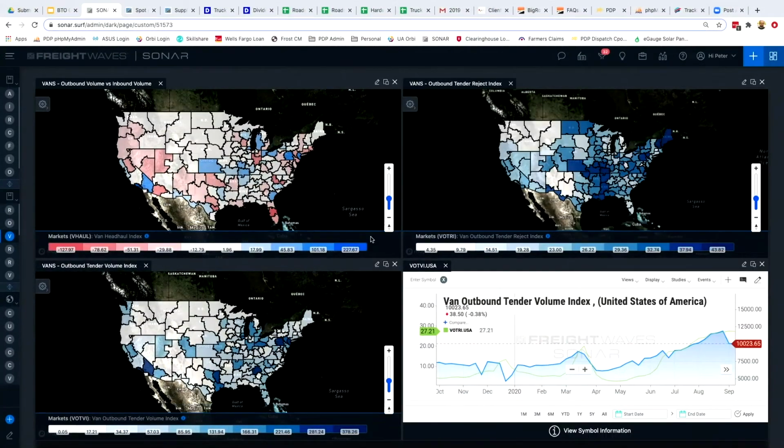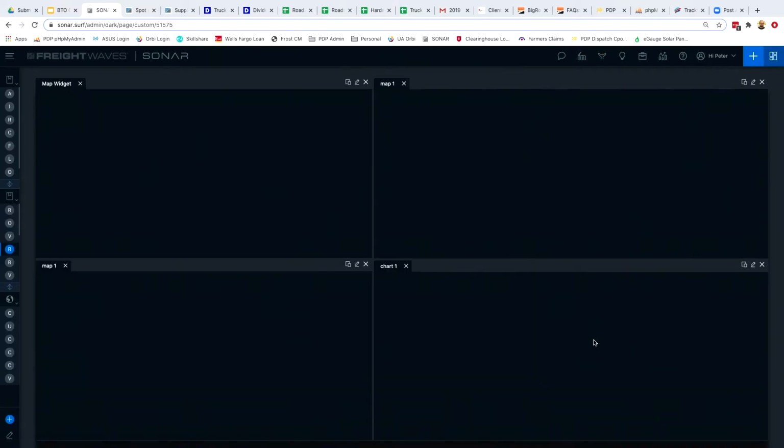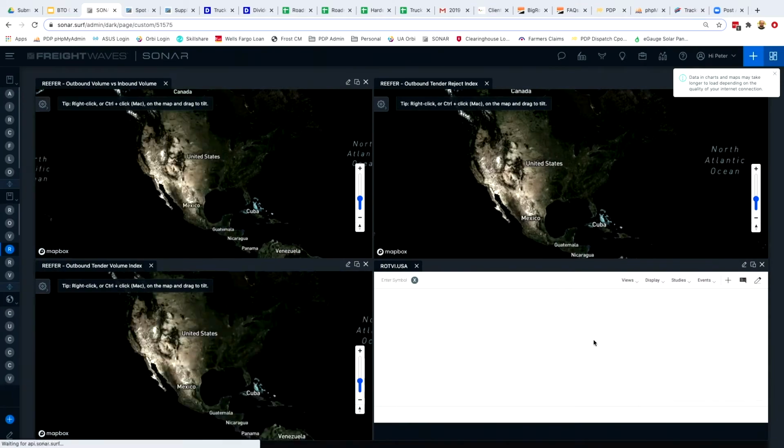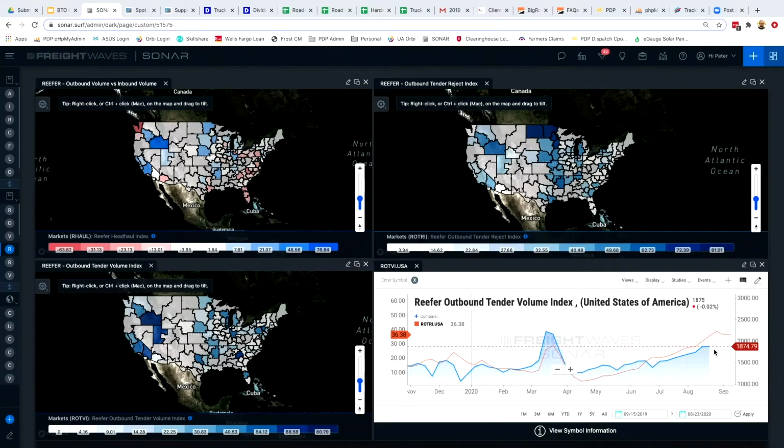Yeah, so this is Vans, the blue to blue map. Y'all seen this, I sent it to you before. But as you can see, the outbound tender volume index is kind of high, but then it dropped recently. The tender rejection index is still staying above. But if you look at the reefer, it's telling us a similar story. It was going up and just dropped a little. So that basically says that the market is almost ripe, okay?